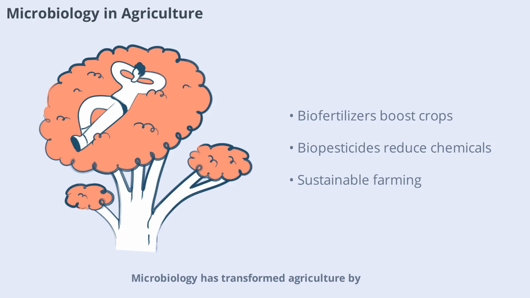Microbiology has transformed agriculture by improving crop yields and soil health. Beneficial bacteria and fungi are used as biofertilizers and biopesticides, reducing the need for chemical inputs. These microbes help plants absorb nutrients, protect against diseases, and promote growth. Sustainable agriculture increasingly relies on microbial solutions to meet global food demands while minimizing environmental impact.